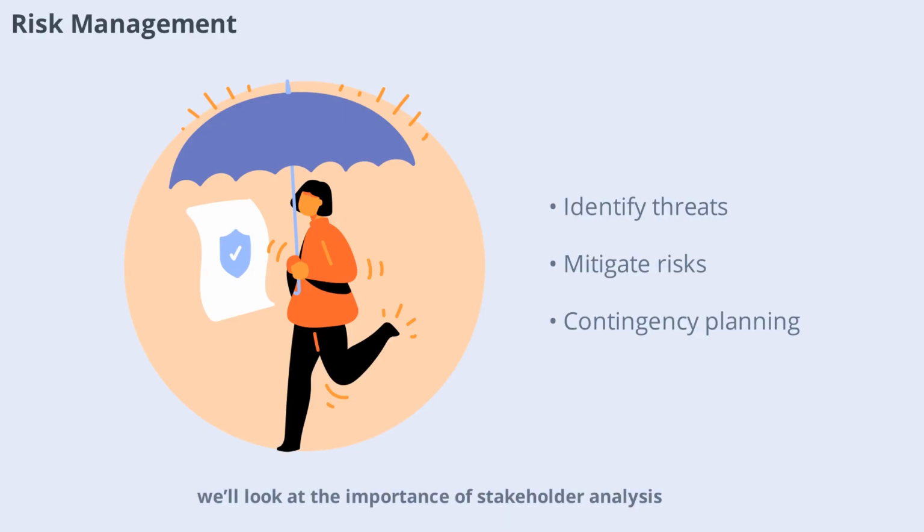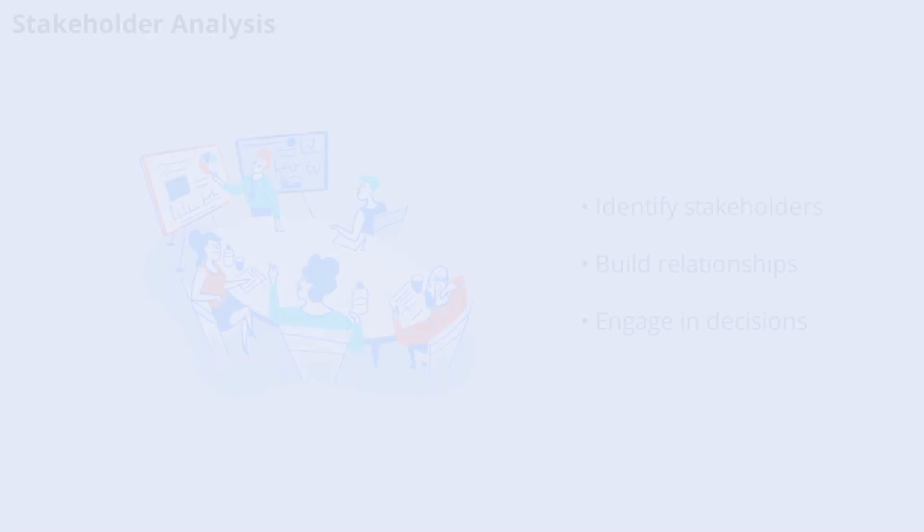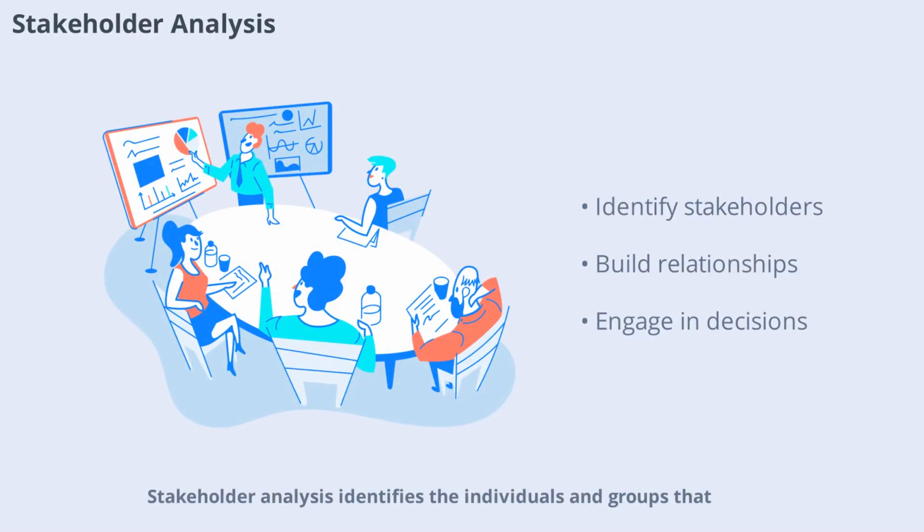Next, we'll look at the importance of stakeholder analysis. Stakeholder analysis identifies the individuals and groups that can affect or are affected by a company's actions. Understanding stakeholder interests and influence helps businesses build strong relationships and anticipate potential challenges. Engaging stakeholders in decision-making can enhance support and reduce resistance to change.